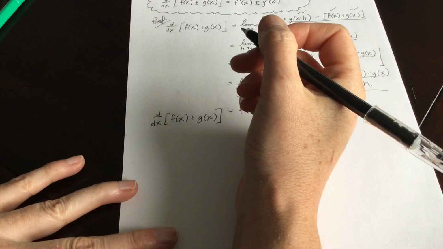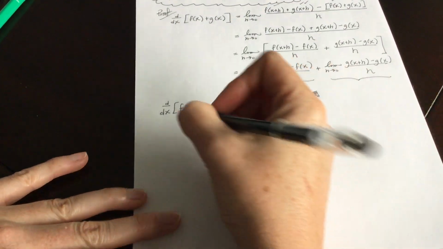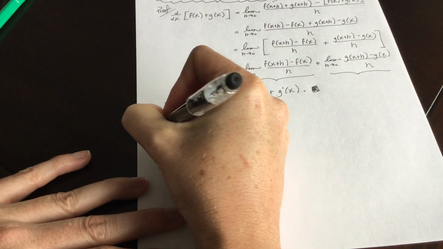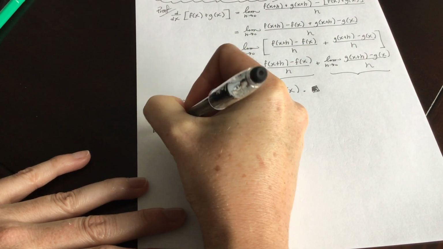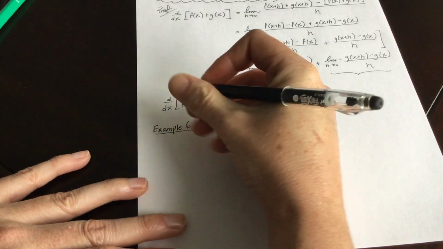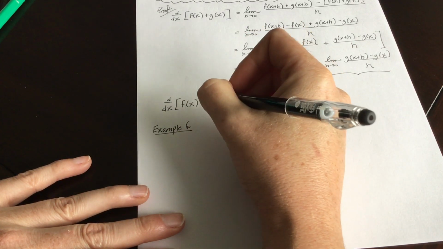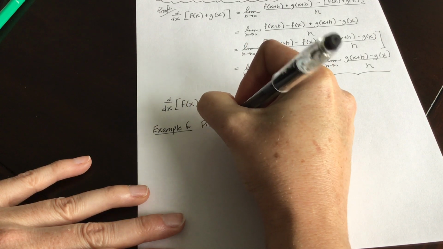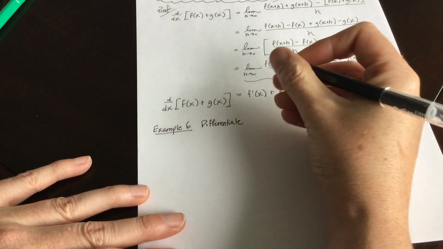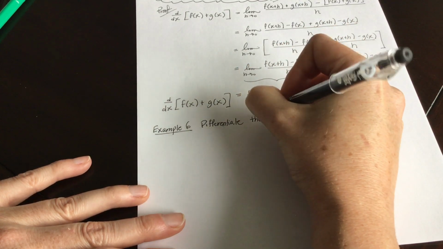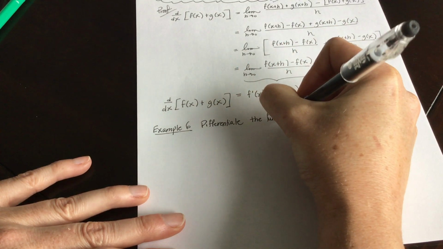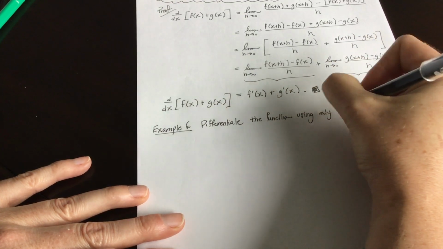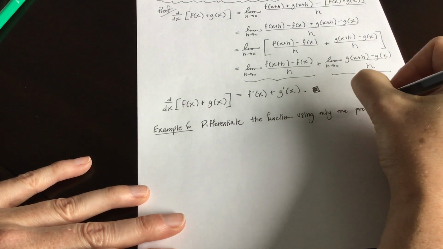Example, are we on example 6? Yes, we are on example 6. Okay. This is going to be an exercise in making sure that you can kind of think about what you're doing. So we're going to show more steps than usual. So the directions are for you to differentiate the function using only one property at a time.